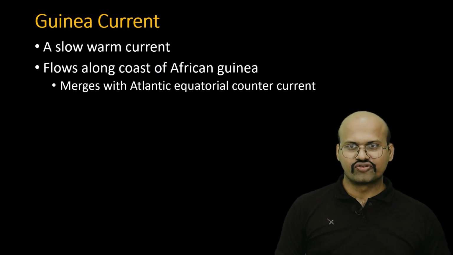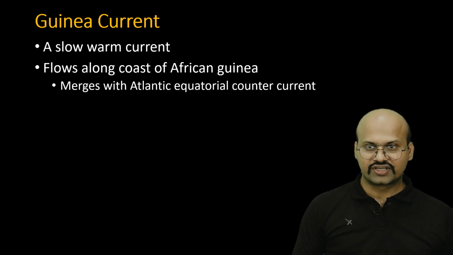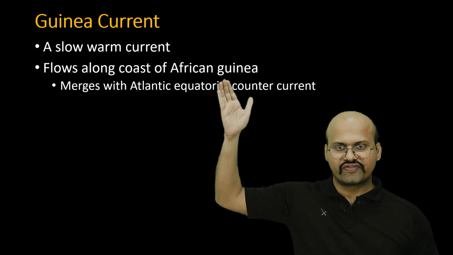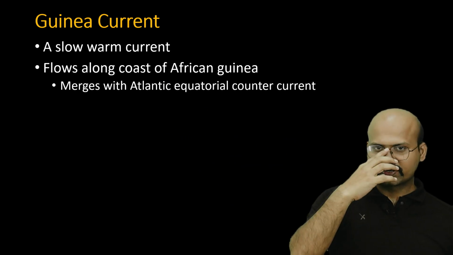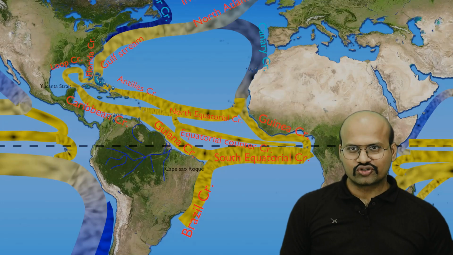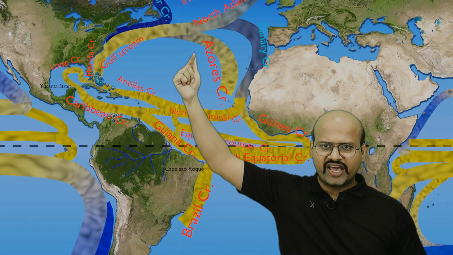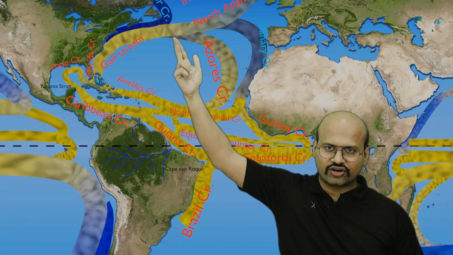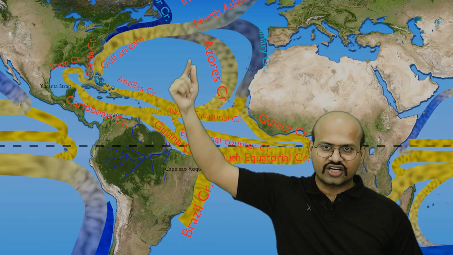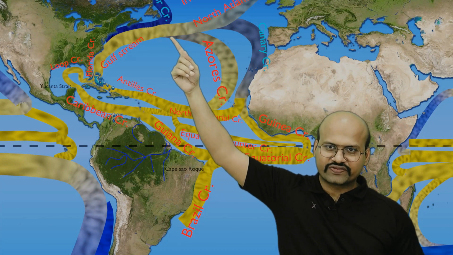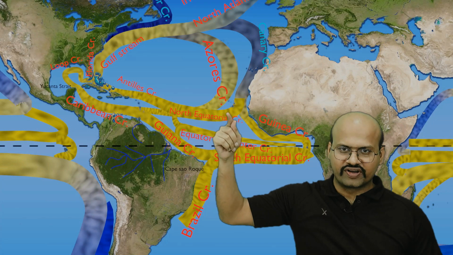Here is the summary of Guiana current. It's a slow warm current, so it does not flow with very high velocity, and it flows along the coast of Guiana, and it meets the equatorial counter current. There is another ocean current which originates south of the Newfoundland from the Gulf Stream. It is called Azores Current, and it is also a part of this gyre, that is the North Atlantic gyre. This Azores Current also separates from the Gulf Stream and it meets the North Atlantic Current over here.